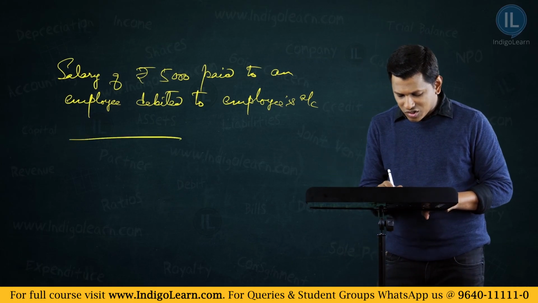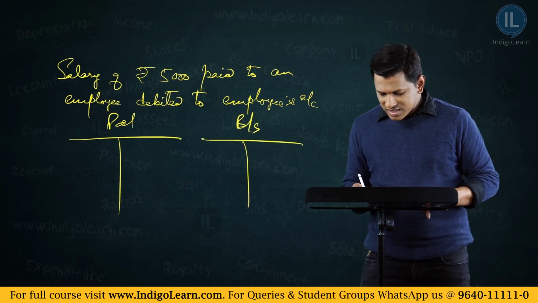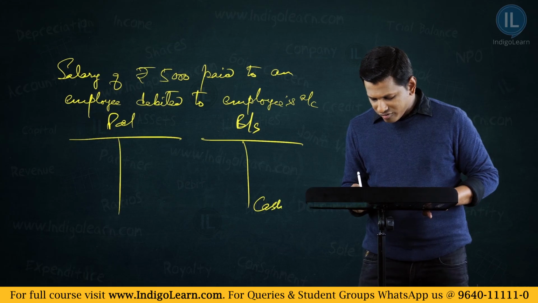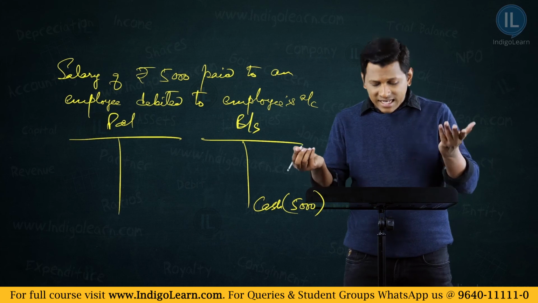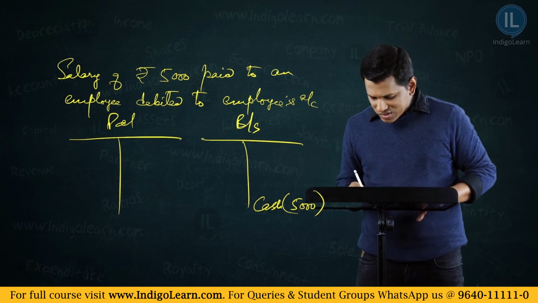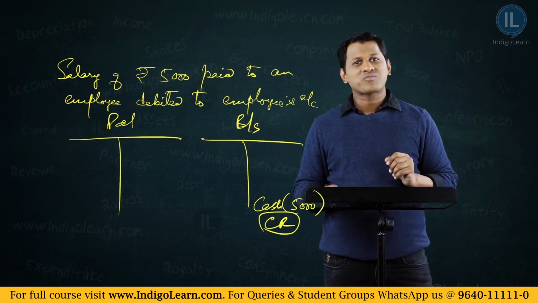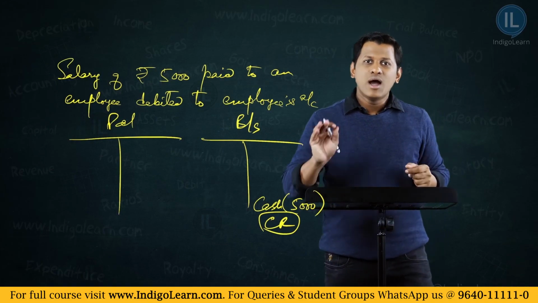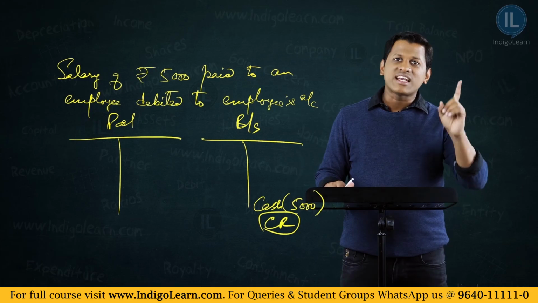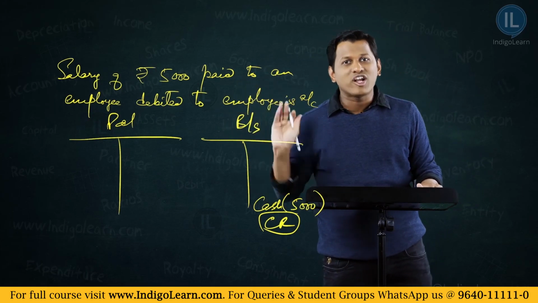Okay, again let us just draw the P&L and balance sheet to make an analysis. Cash of 5,000 went out, right? So salary paid. So cash or bank of 5,000 went out. So the cash account is credited. No doubt about this. Now which account was debited is the question. Friends, cash went out. Whenever you see something like this, ask yourself: by cash going out, did we create an asset or did we make sure that we paid off an expenditure?